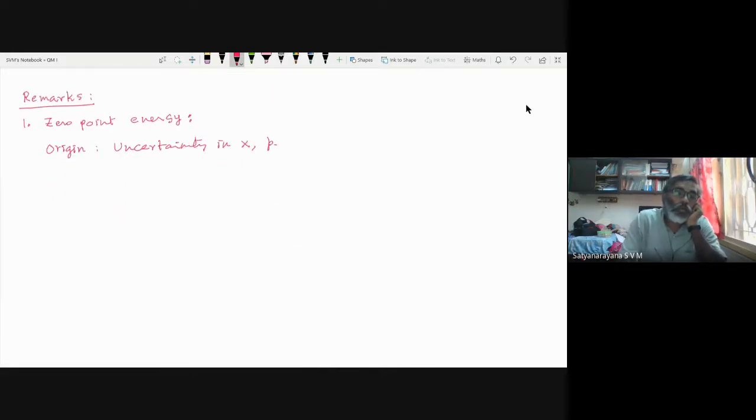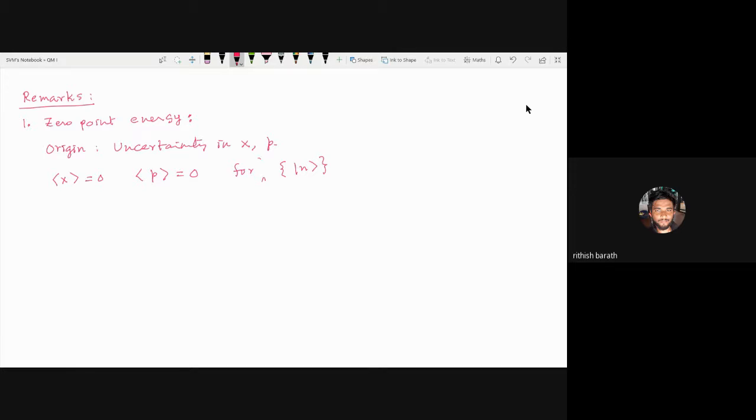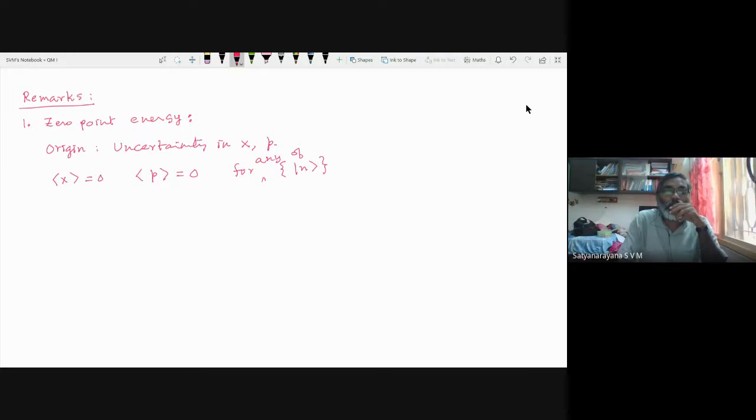Now you can show that the average value of x will be equal to 0 and the average value of p will be equal to 0 for any of these n states.